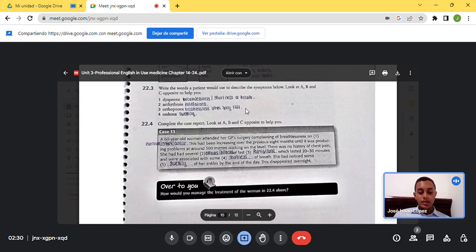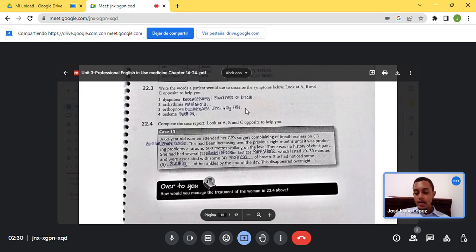No había antecedente de dolor torácico. Había tenido varios episodios como ataques de palpitaciones rápidas que duraban de entre 20 y 30 minutos y estaban asociados con cierta dificultad para respirar. Había notado algo de hinchazón en los tobillos al final del día y esto desapareció de la noche a la mañana.